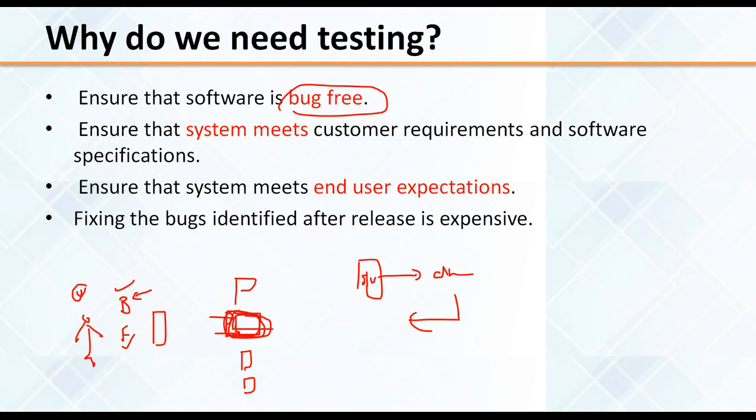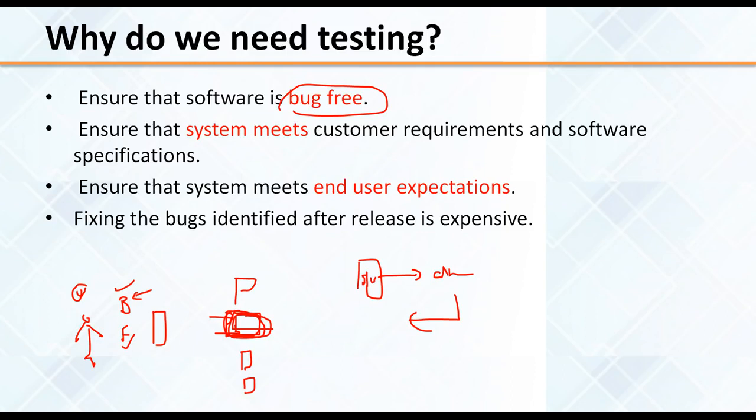So then only the customer will be satisfied. That's the main thing: ensure that the system meets end user expectations. Whatever he is expecting at the UI level or transactional level, everything he is expecting should be satisfied. That is the main objective of testing. And fixing the bugs identified after release is expensive.